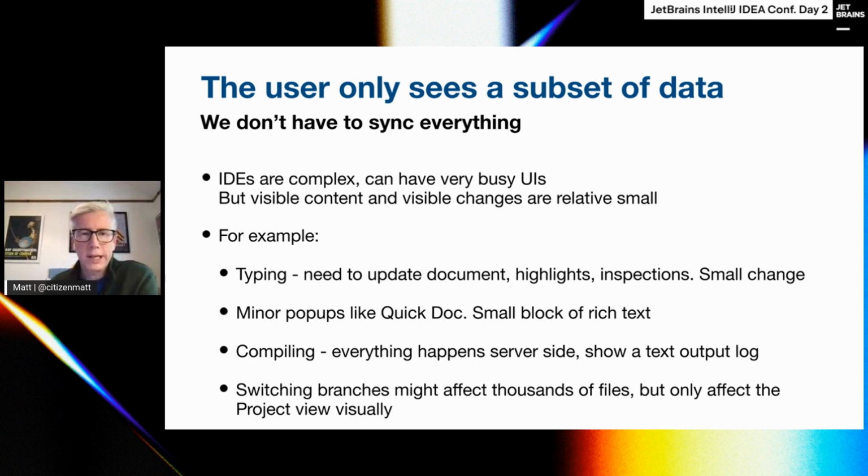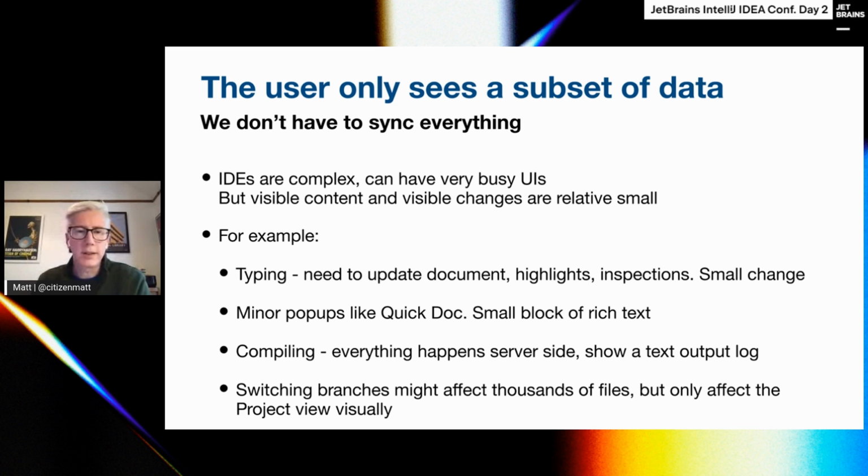So for example, if you are typing something, you tend to make small changes in a document, and the document then updates the highlights within the method that you're working on, for example. If you're going to show a pop-up like QuickDoc, that's just a small block of rich text. So again, it's a small bit of visible data. Compiling is a big deal. You can spend hours compiling a massive project there, but everything happens server side. All that you need to show on the client is a progress bar or maybe even a text output log.